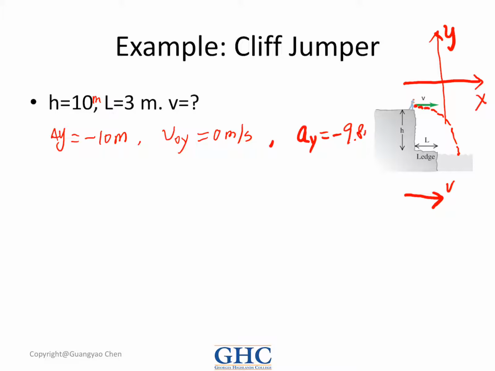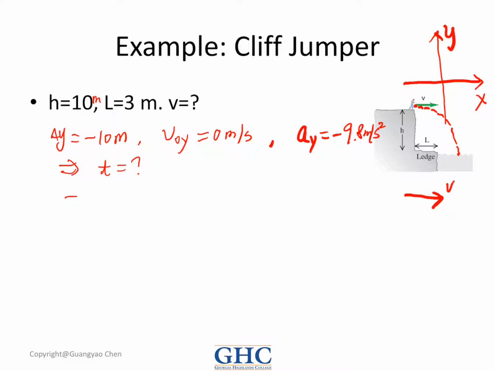Negative 9.8 meters per second squared, and we're looking for t. So we have four variables. Go back to your cheat sheet, the four kinematic equations. Which one should we use to solve for t from those three known quantities?